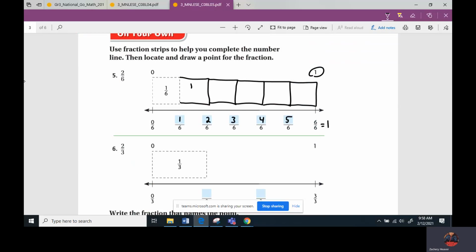And each of these stand for 1/6. And it wants us to draw a point at 2/6. So I'm going to drive past 1, then drive it to the end of 2, and put our line right there. And it matches pretty much up with our fraction. Okay.